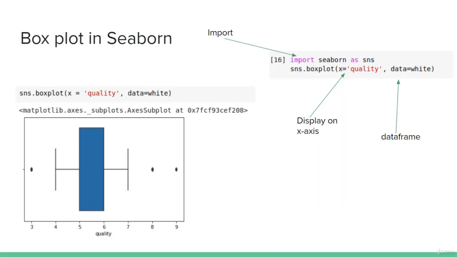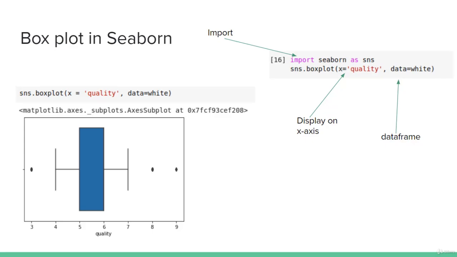For visualizing a box plot in Seaborn, we will call the boxplot function, and we will specify x, the value column we want to visualize, and then the data is white, which tells us that we will have a white background. We will import Seaborn, and the alias will be sns, and the x value tells us which value you want to visualize on which axis. So if we want to have the quality on the x-axis, we will use that.